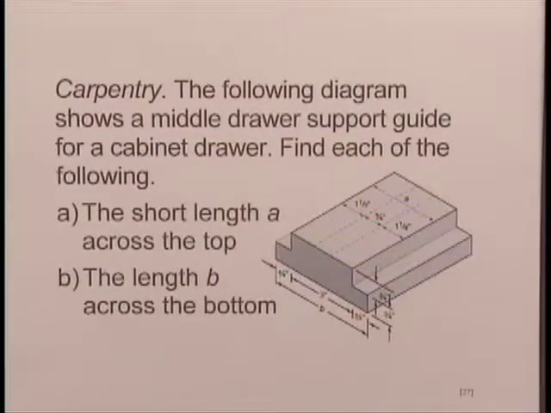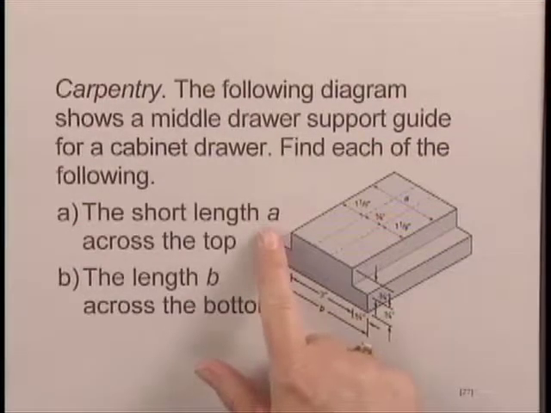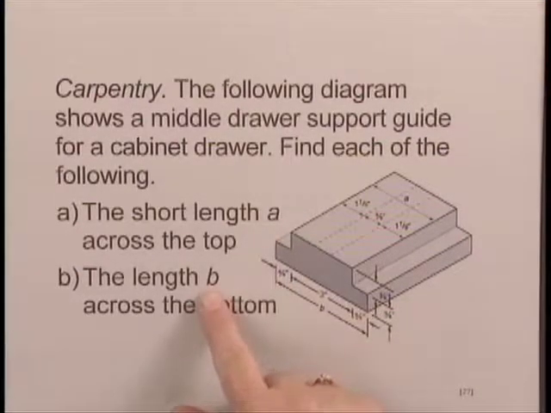This application comes from carpentry. The following diagram shows a middle drawer support guide for a cabinet drawer. Find each of the following: the short length A across the top and the length B across the bottom. We'll solve this problem using our 5-step problem-solving strategy, and the first step is to familiarize yourself with the situation.